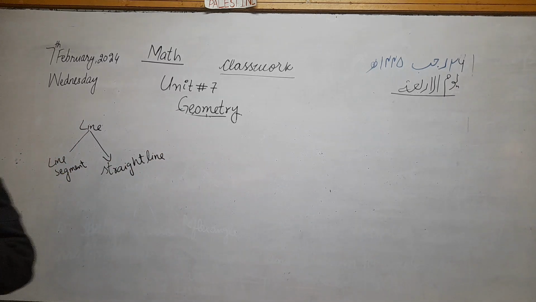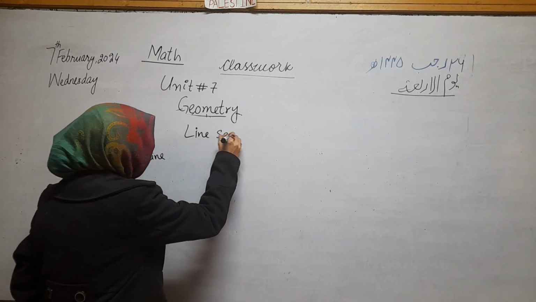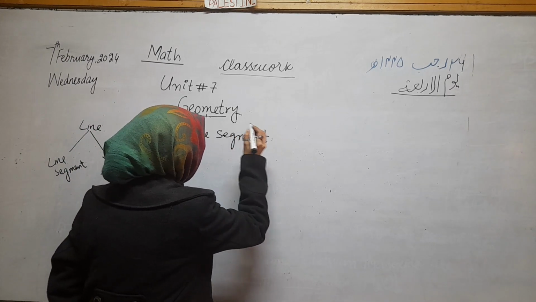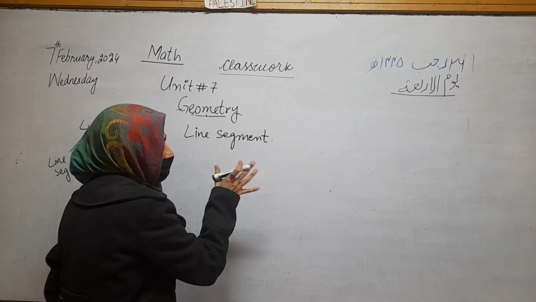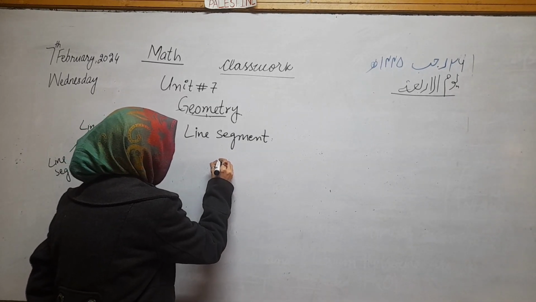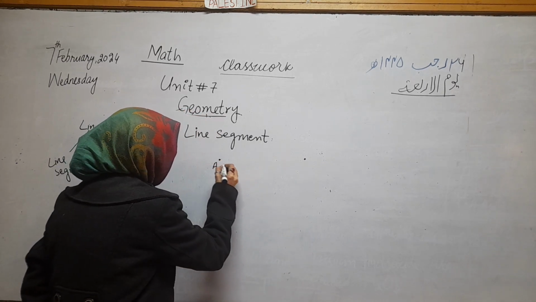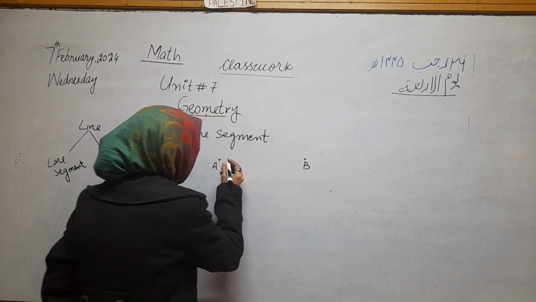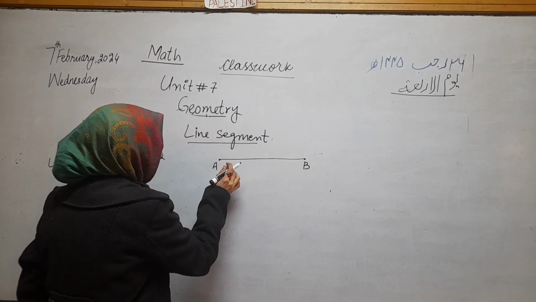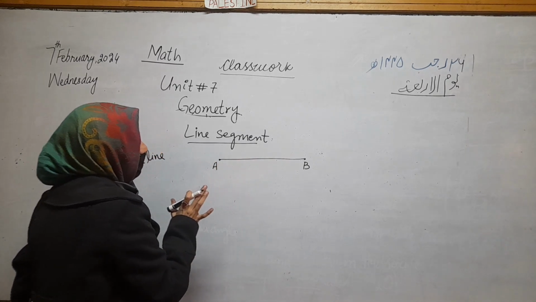In line segment, we have the shortest distance between 2 points. For example, this is one point and this is another point, and we'll give them names. This is point A and this is point B. The shortest distance between these 2 points is called a line segment.